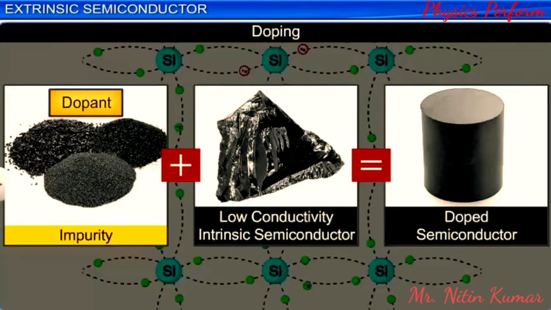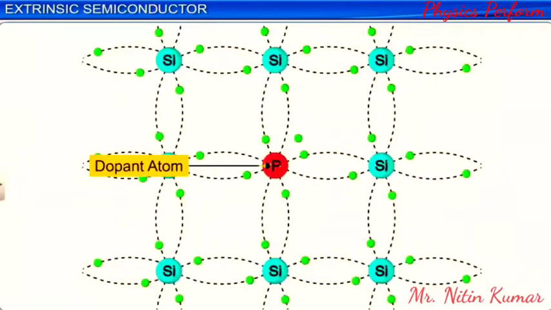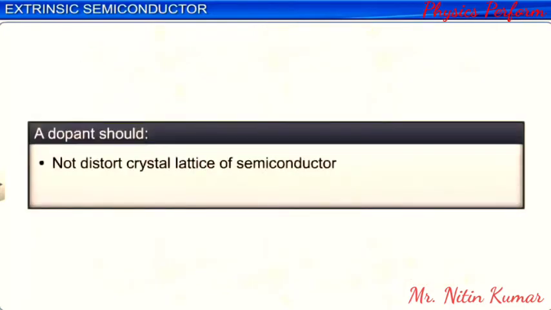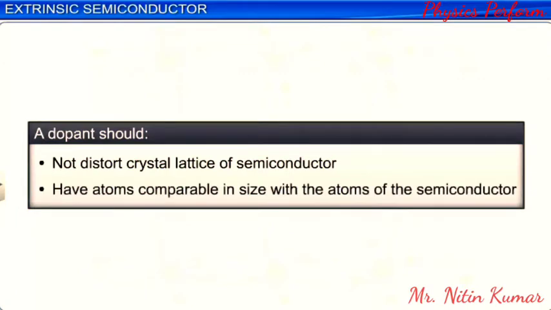During the process of doping, the dopant gets positioned in the crystal lattice of the semiconductor. It is important that a dopant does not distort the crystal lattice of a semiconductor. For this, the dopant atoms of the semiconductor crystal should be comparable to the semiconductor atoms in size.